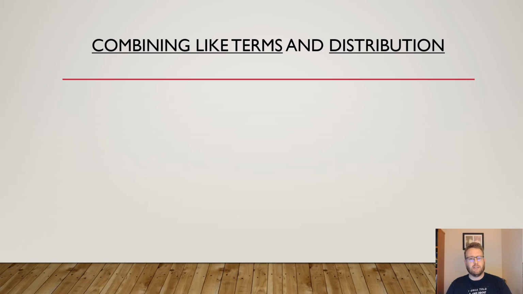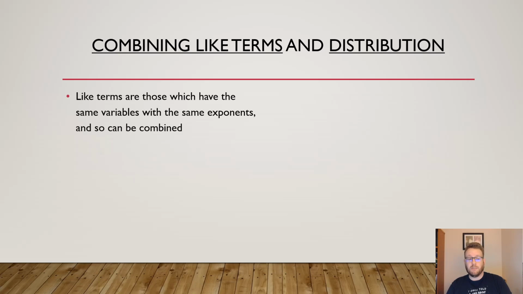So combining like terms is when you have terms that have the exact same variables with the exact same exponents and therefore can be combined. So for example, if you were to start with a polynomial that is not in simplified form, for example, x squared minus 3x minus 7 plus 5x plus 21x squared, you'll notice that there are two x squared terms, two x terms, and in this case a single constant.